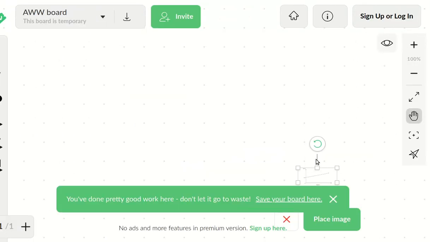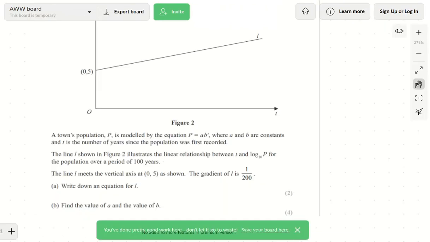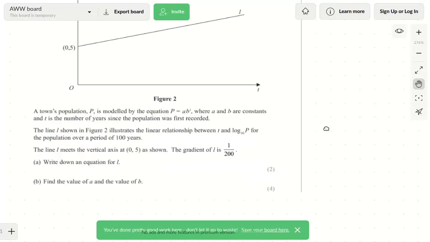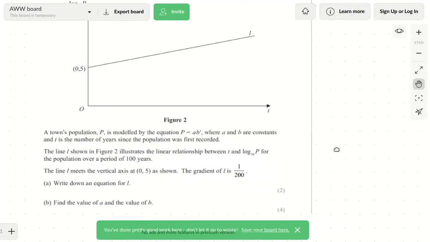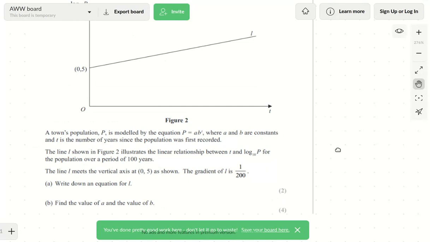Okay, so this is a question, I think it's from the sample paper, and it's on log modelling. Now, like I say, it can come up on stats or on pure, but let's have a look at what we've got here then. So we've got a town's population, P, modelled by the equation P equals A B to the power t, and naturally, population proceeds exponentially. Yeah, you tend to get exponential growth in population. One of the reasons why they're worried about sustainable development at the moment.